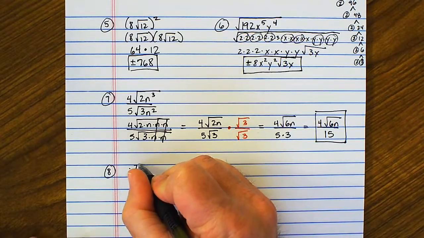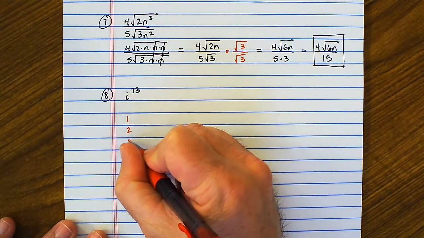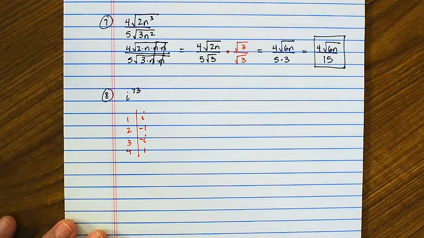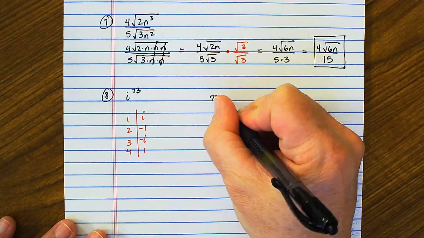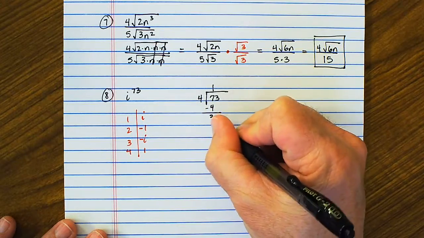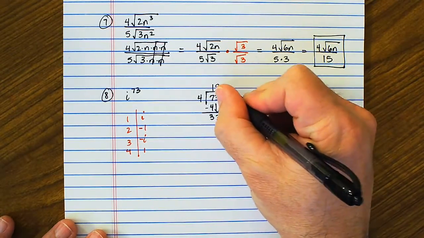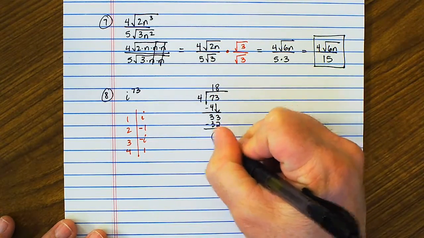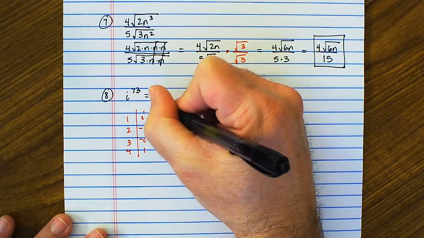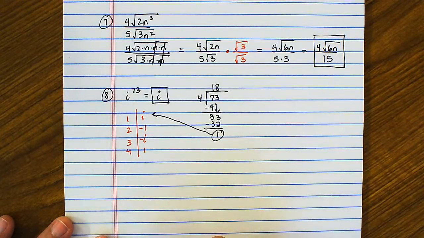Number 8, i to the 73. Remember what our chart is. 1, 2, 3, 4: i, -1, -i, 1. So I'm going to take 73 and I'm going to divide it by 4 because there's 4 options. 4 into 7 is once. 7 minus 4 is 3, bring that down. 4 times 8 is 32. My remainder is 1, so we're going to go to the first choice, which means i to the 73 is i. There's no radical, so I didn't put a plus minus sign on it.